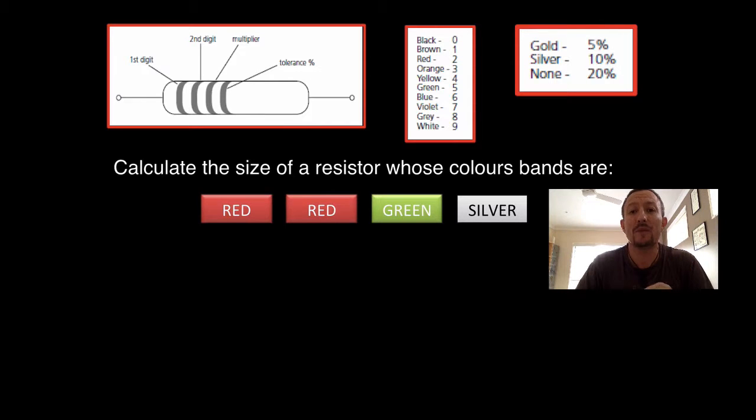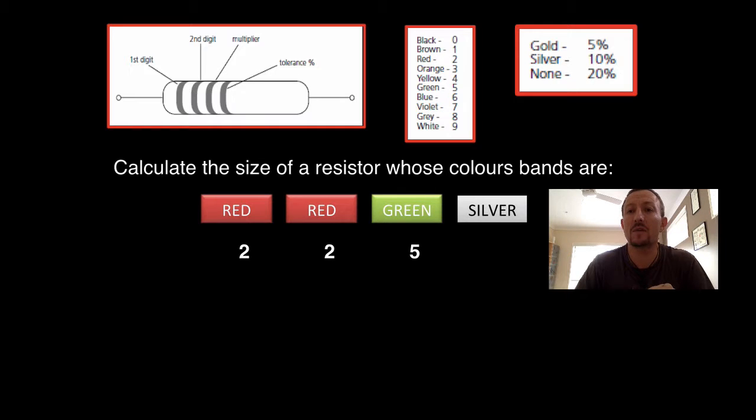So for the first band, we look in our middle table and we can see that it's number 2. So we'll write down number 2. The second band is also red, so we'll write down number 2 there. So those are my two values because I've only got 4 bands. So it's 22. Now I'm going to work out the number of zeros that come after that. Well, it's green. Green means that there are 5 zeros that come after it, so it's 22 plus 5 zeros. So basically that puts it at 2,200,000 ohms.